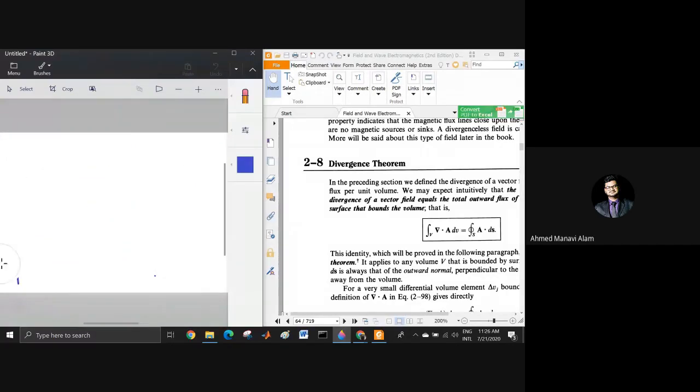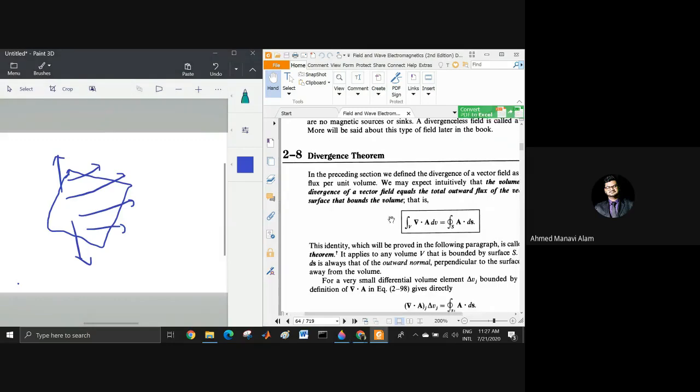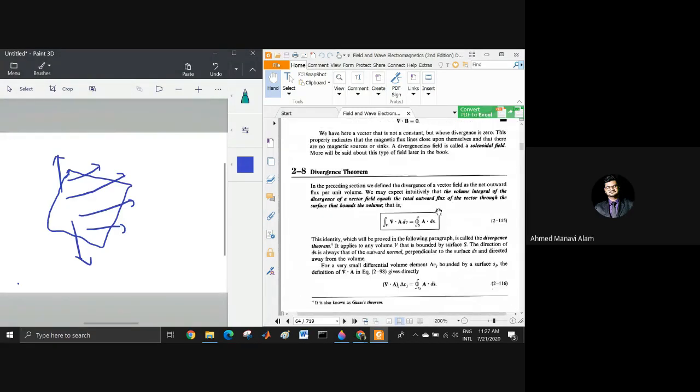Let's understand this theorem correctly. Suppose there is some volume surface, something like this. So what is the divergence? You know the divergence is the net outward flux, isn't it? It is the net outward flux. Now what this theorem gives us is the total outward flux of the vector through the surface that bounds the volume.